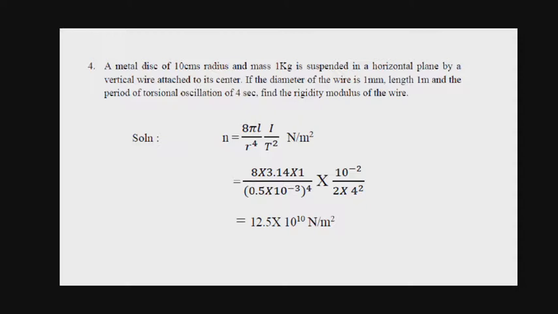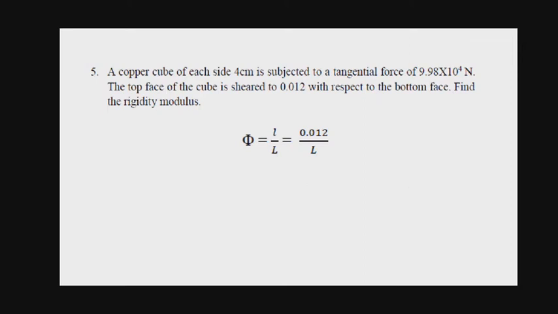So substitute 8 into 3.14 into 1 divided by (0.5 into 10 to the power minus 3) whole to the power 4 into 10 to the power minus 2 divided by 2 into 4 square. Answer is 12.5 into 10 to the power 10 Newton per meter square. So this is homework problem.